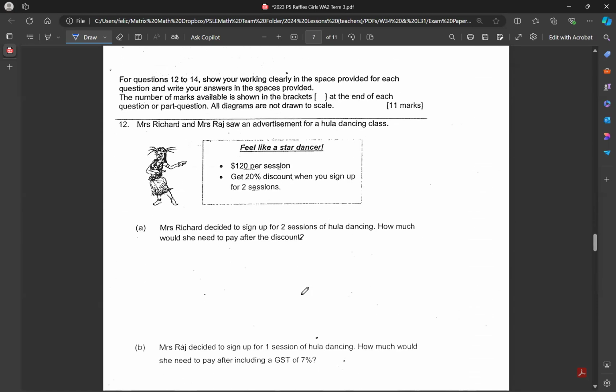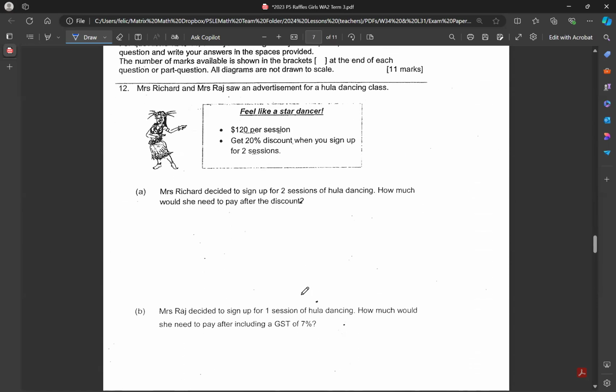Okay, we're going to go on to question 12. Mrs. Richard and Mrs. Raj saw an advertisement for a hula dancing class. Per session is this price. If you sign up for 2 sessions, you get to enjoy a 20% discount. Mrs. Richard decided to sign up for 2 sessions. How much does she need to pay after the discount?